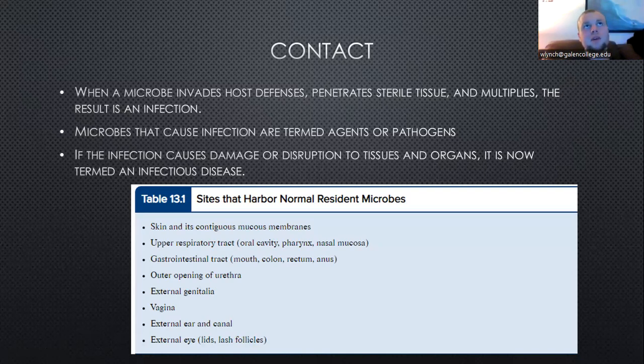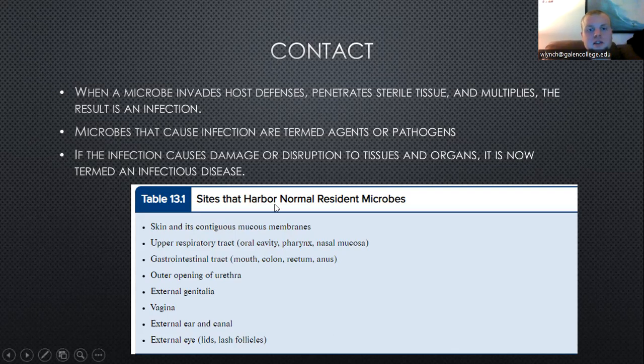So in terms of environmental epidemiology, what we're looking at is microbes and pathogens. We have to come into contact with something that is going to cause a disease. This is going to be a microbe that invades a host defense, penetrates sterile tissue, and multiplies, resulting in infection. Infection, for it to be a disease or for it to be a malformation, is going to have to cause disruption and damage. So it has to be some sort of an issue, so to speak, for the microbe to be classified under an infectious disease.